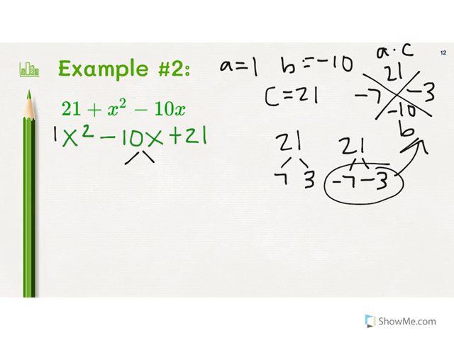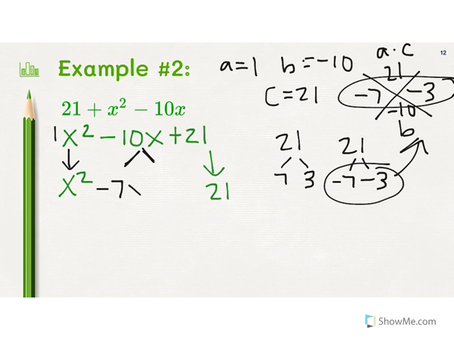Okay, so again, you always bring down that x squared. You're always going to bring down your first term and your last term. So first term, and then bring down your last term. Then we're going to rewrite the B value with the new B values that we came up with right there.